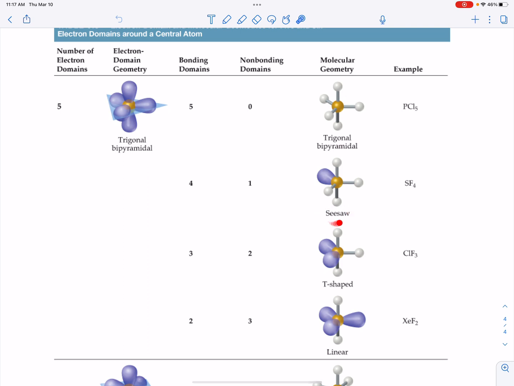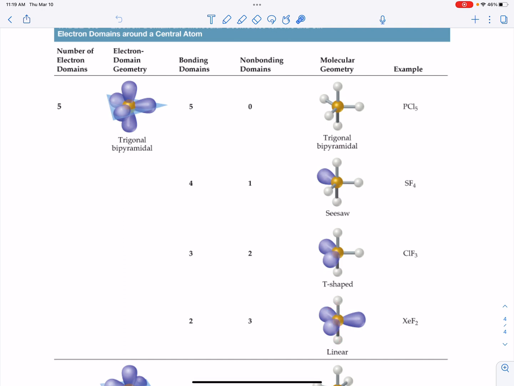You get a cool one called seesaw. It actually looks like a seesaw if you put it down on a table. It'll kind of go back and forth like a seesaw. You can get T-shaped, not too hard to figure out why that's called T-shaped, and then linear.